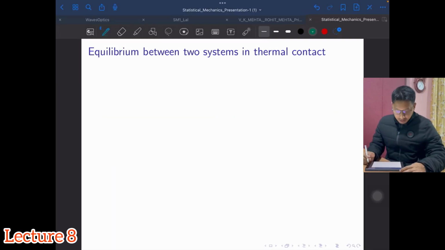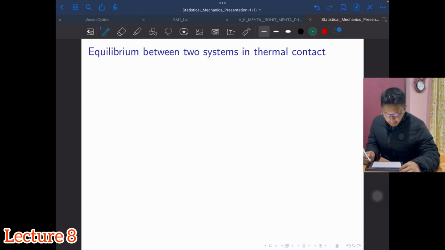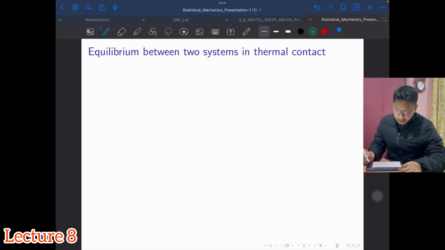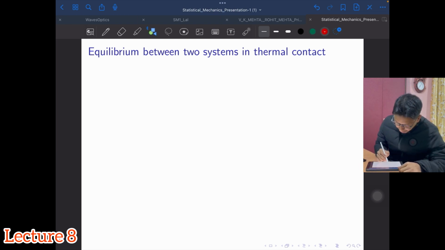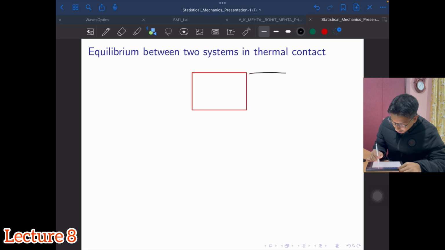Let us now talk about equilibrium between two systems in thermal contact. Okay, now let's first consider two systems. Let's say system A, another system B. Okay, and let's say both of them are in thermal contact.